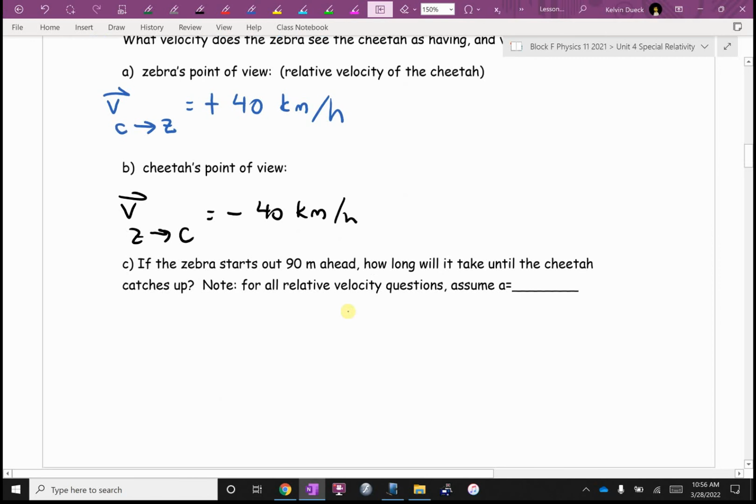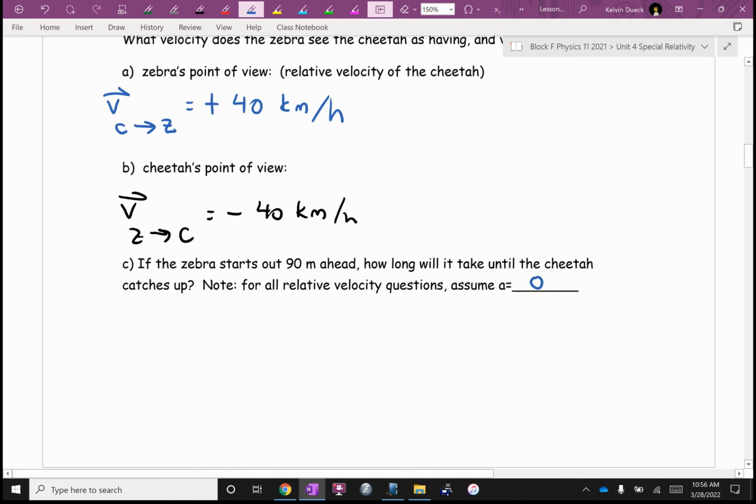I like example C. Example C is a nice question. Suppose the zebra starts out 90 meters ahead. How long will it take until the cheetah catches up? Note, for all relative velocity questions, we can assume that A equals what? Zero. So let's make a note.